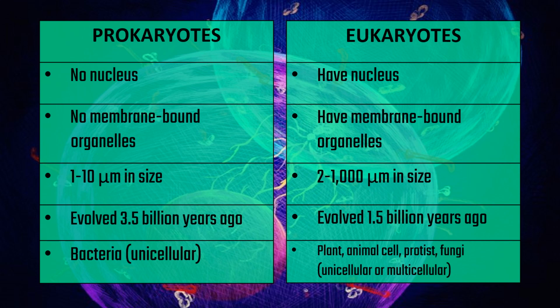The best example of prokaryotes are bacteria, and they are considered to be unicellular, while eukaryotes, the best examples for this are plants, animals, protists, and even fungi. Most of them are multicellular, but some of them are unicellular.